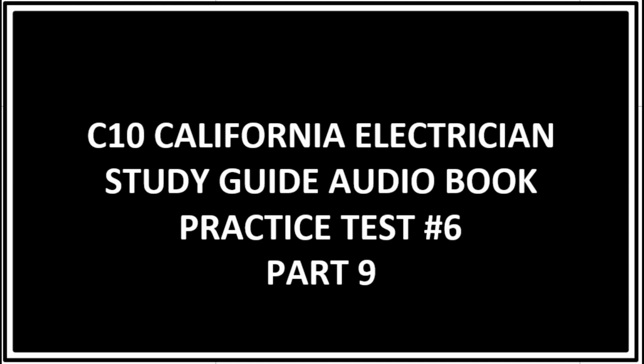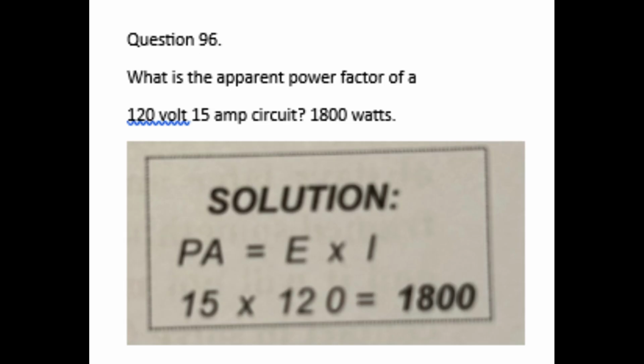Practice Test 6. Part 9. Question 96. What is the apparent power factor of a 120 volt 15 amp circuit? 1800 watts. Apparent power factor.